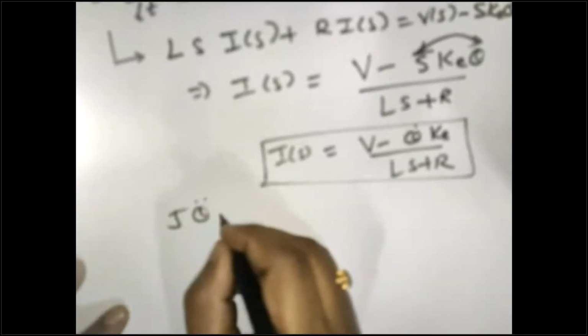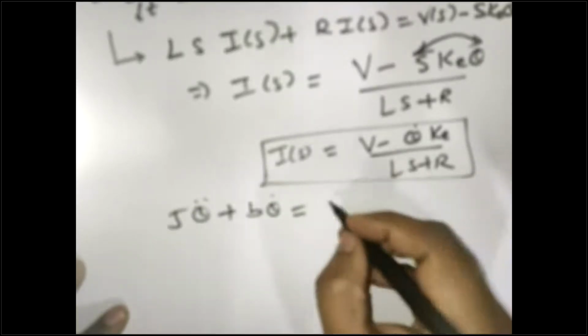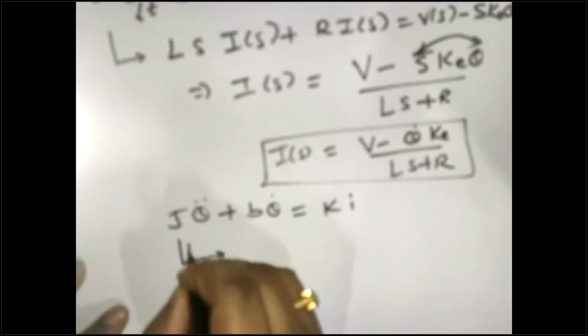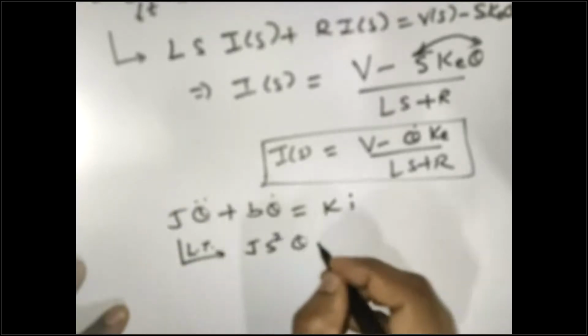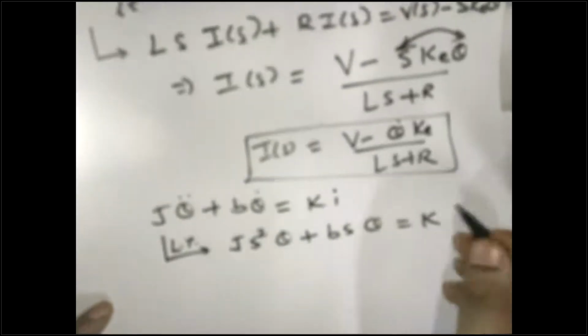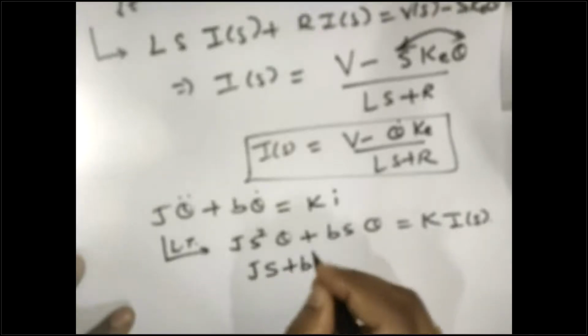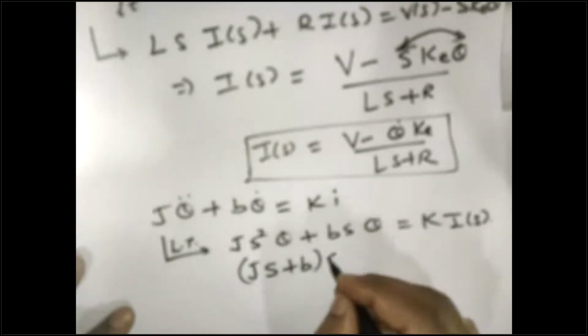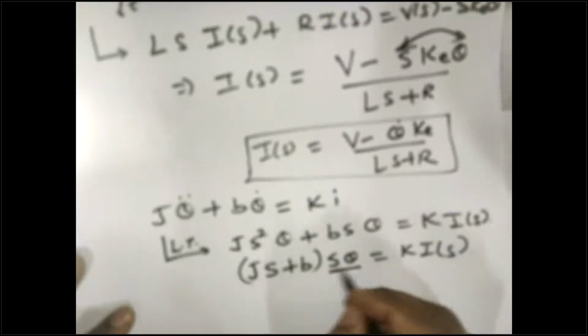J theta double dot plus B theta dot equals K into I. If I take the Laplace transform of this, it becomes J s square theta plus B s theta equals K into I(s). So I can write it as (Js plus B), taking s into theta out, equals K into I(s). And s into theta is nothing but theta dot, or omega.